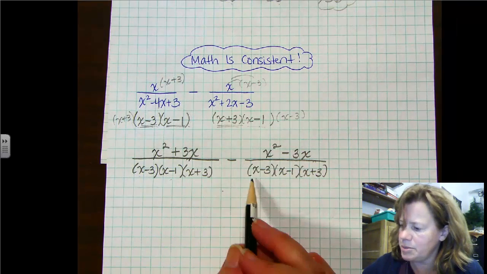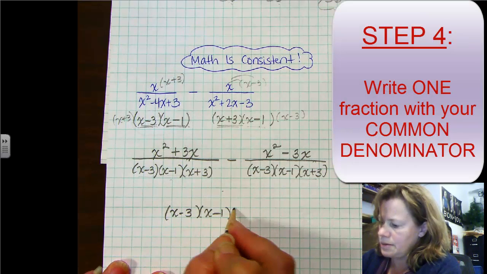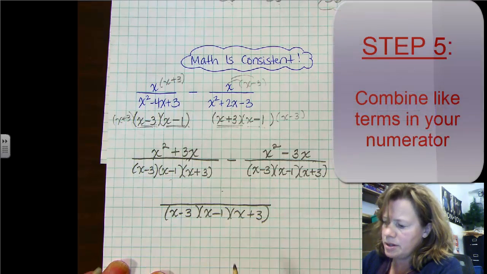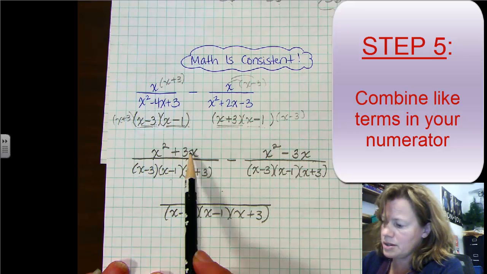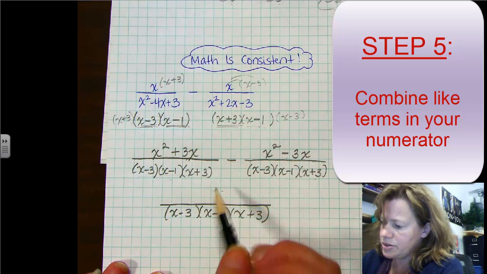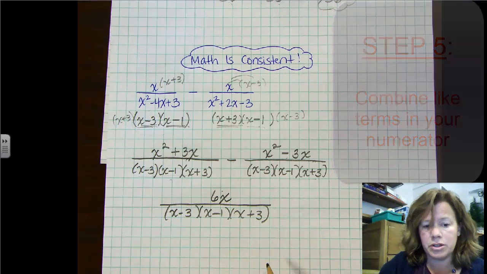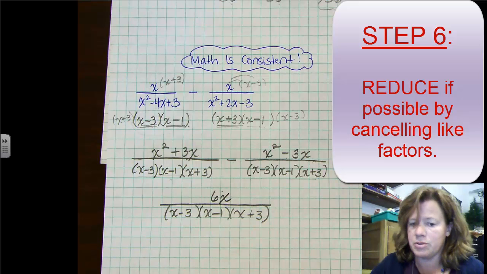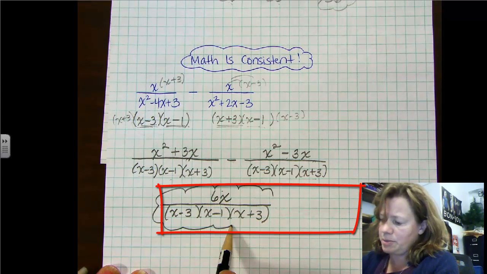Now that you have a like denominator, you keep it. Combine your tops. X squared minus x squared cancels. 3x minus a negative 3x is like 3x plus a positive, so that's 6x. And there's actually no more reducing I can do here. This isn't a binomial, so it doesn't factor or reduce any of the members of that denominator. There's absolutely no reason to multiply that back out.